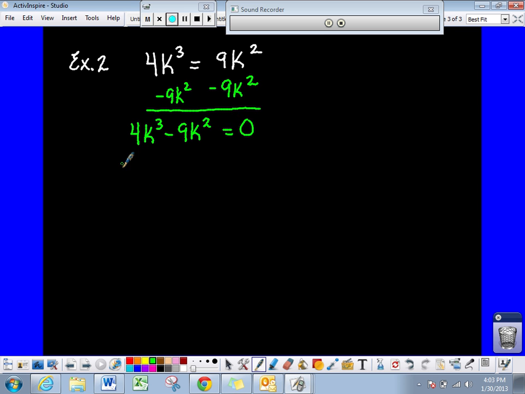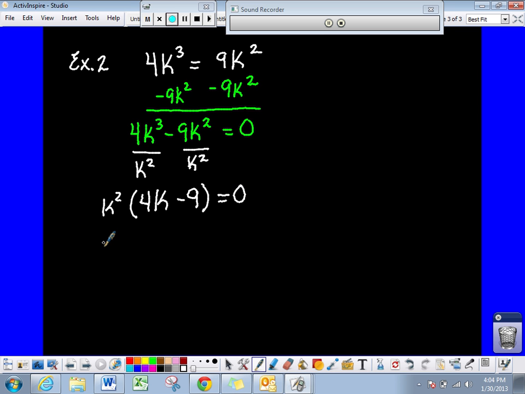Okay? So now, looking at this particular problem, to factor this, we are going to have to look at our GCF first. So we've got k to the third, k to the second. Our GCF is going to be k to the second. So we're going to put our k to the second on the outside. We're left with a 4. 3 minus 2 is 1, so we get a k. And then we get minus 9 equals 0. There's nothing else we can do.